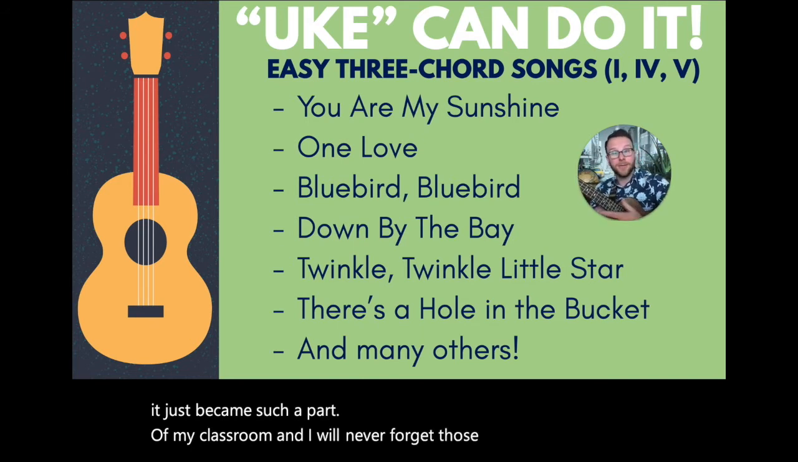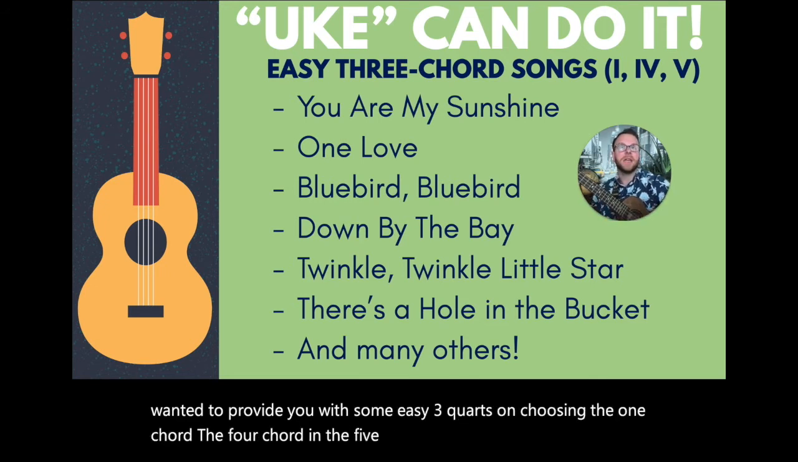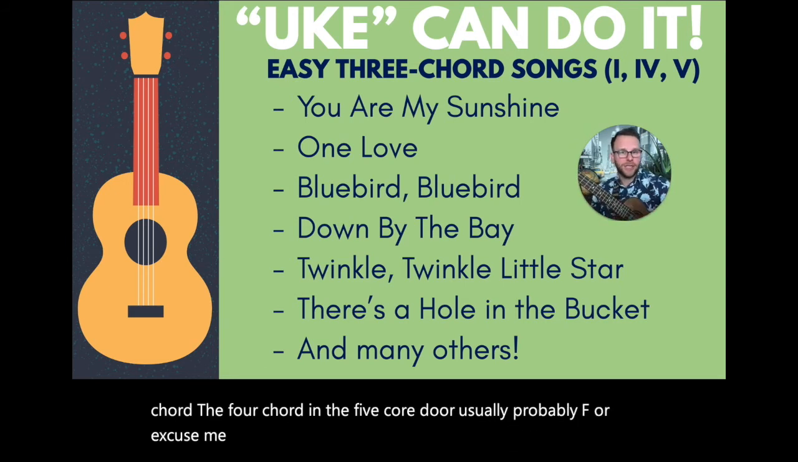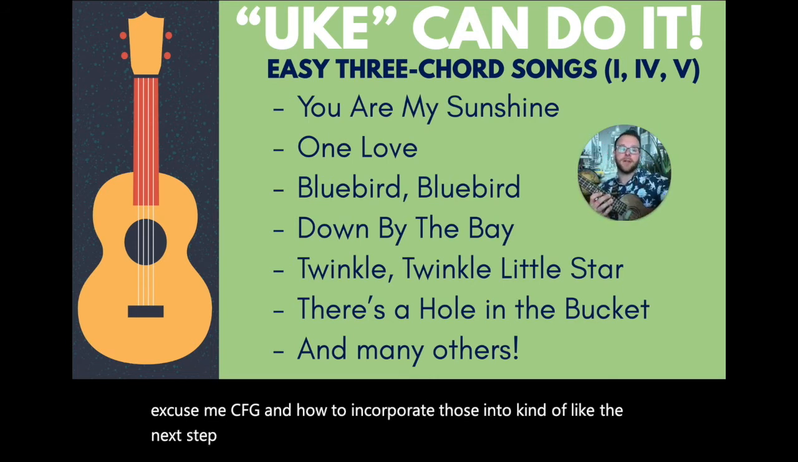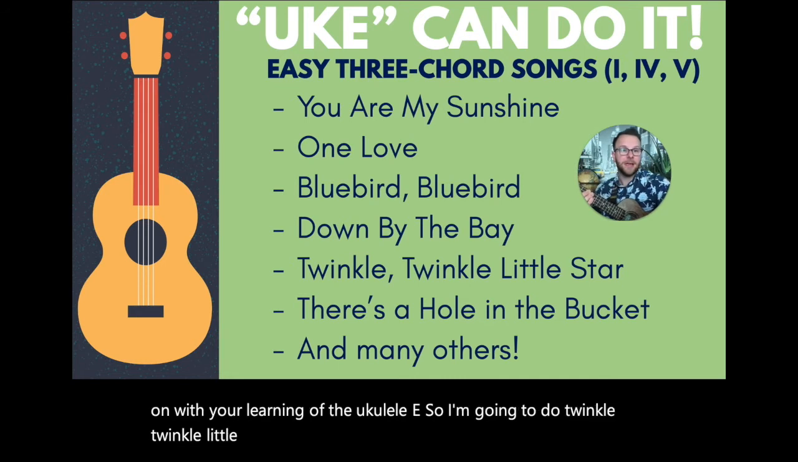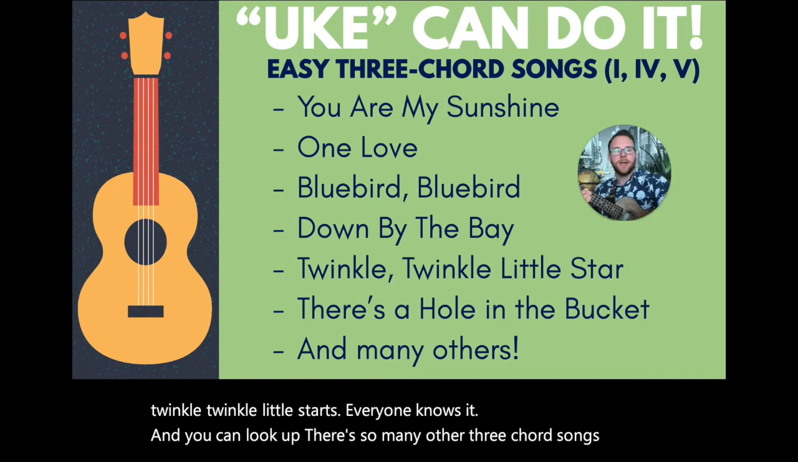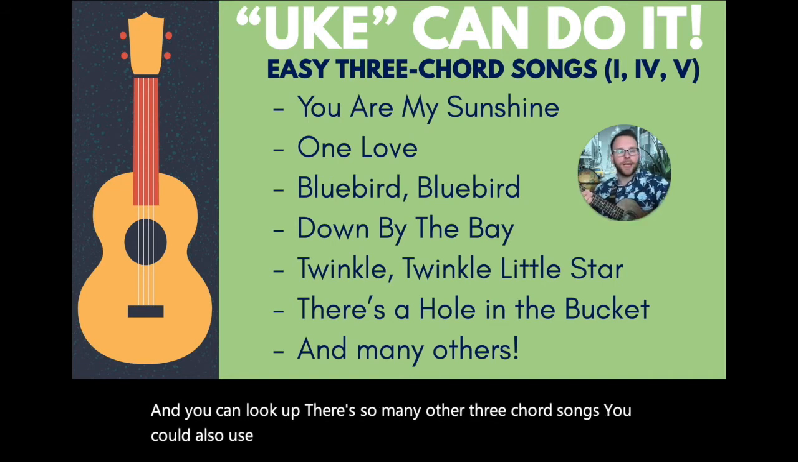But I also wanted to provide you with some easy 3-chord songs using the 1 chord, the 4 chord, and the 5 chord, or usually probably C, F, and G, and how to incorporate those as the next step from the 2-chord songs to the 3-chord songs, and continuing on with your learning of the ukulele. So I'm going to do Twinkle Twinkle Little Star. Everyone knows it. And you can look up so many other 3-chord songs that you could also use, or start learning and incorporating in your own music classroom. But here's Twinkle Twinkle Little Star.